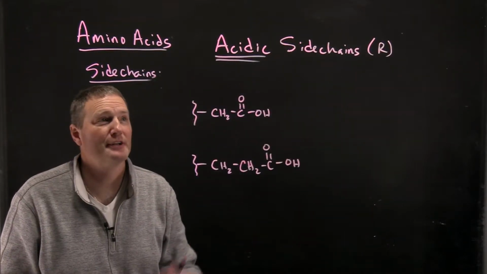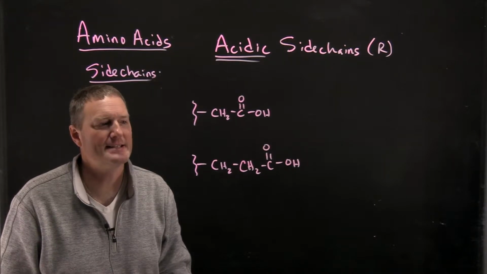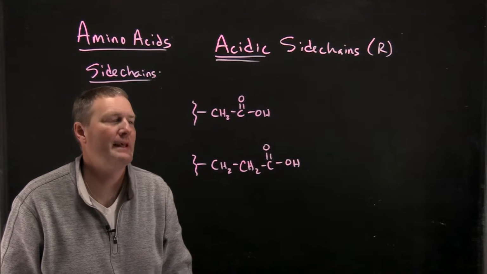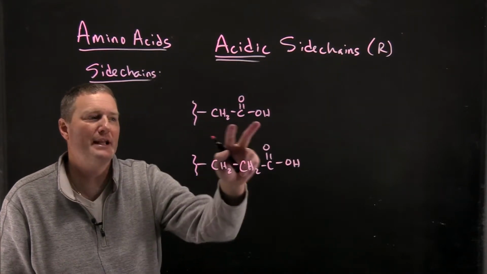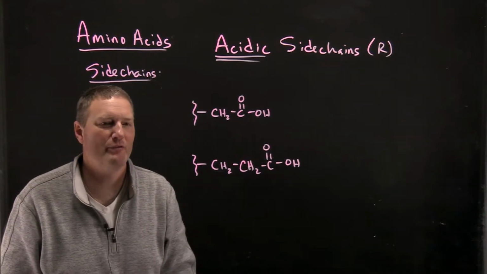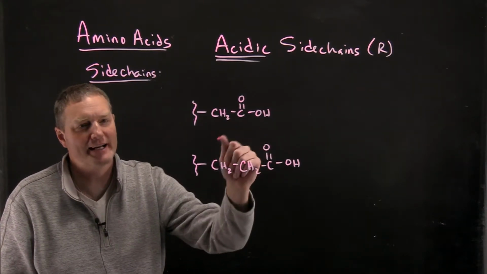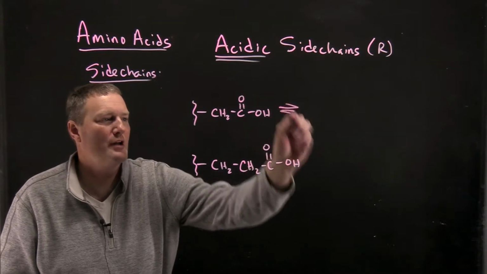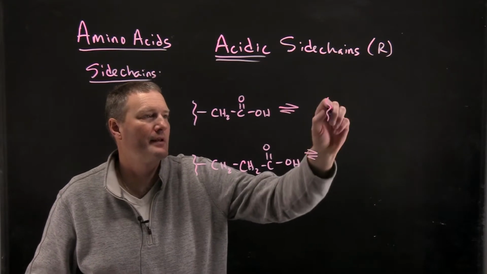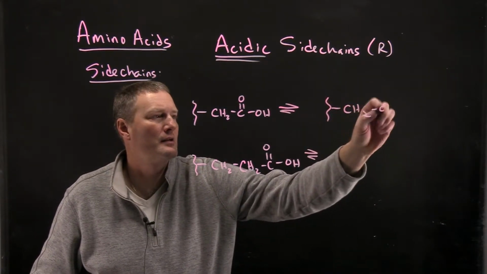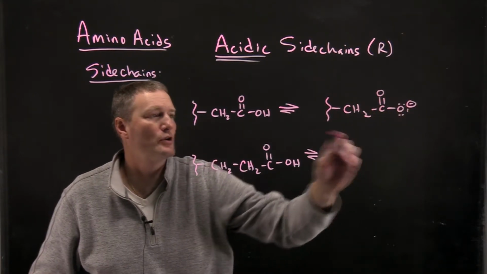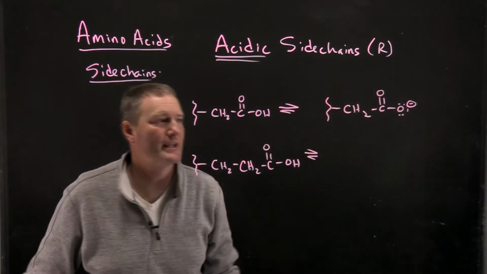The next grouping is called the acidic side chains. And these functional groups, or these side chains, will contain carboxylic acid functional groups. Now, I've drawn these in the protonated form. However, recall that at physiological pH 7.4, these carboxylic acids are not going to exist like this. So we're going to draw the carboxylate form of these. Okay, so this carboxylic acid will be converted into this.